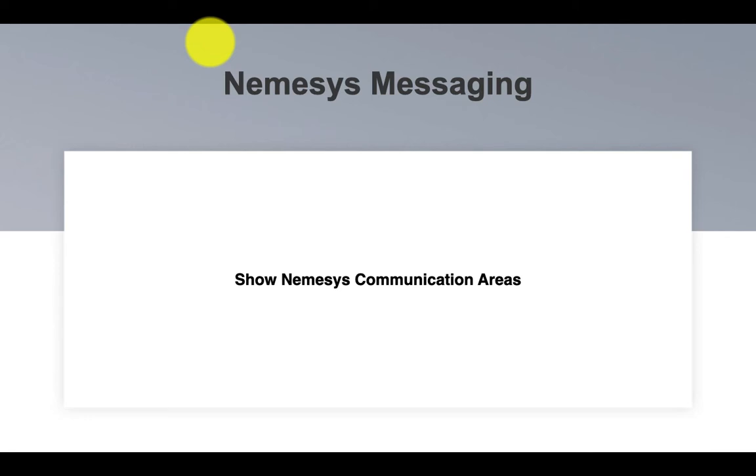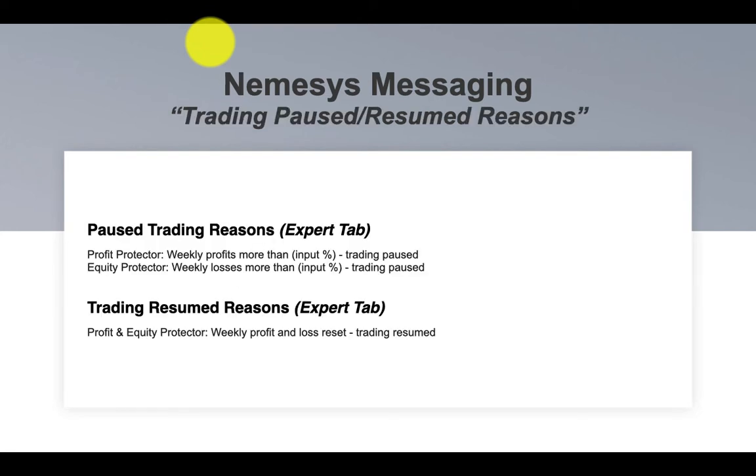It is the first of its kind AI virtual assistant. All right? It will let you know what is going on with your account or your broker at any given time. All right? So let's go over those different types of alerts. The first one is going to be trading paused or resumed reasons. So as you can see here, for paused trading reasons, these will be in your expert tab.